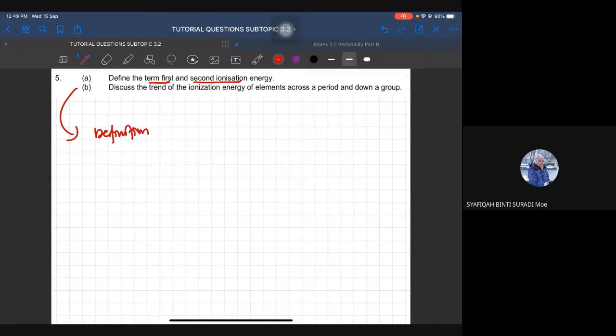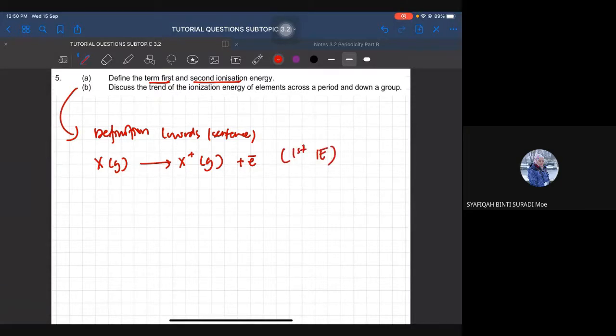Definition apa? By words lah, saya nak dalam bentuk ayat, word sentence. Okay, first IE is the minimum energy required to remove 1 mole of electron from 1 mole of gaseous atom. Okay, and then bagi dia punya general equation. So, general equation contohnya X to form cation, ionic ion plus electron. Contohnya.